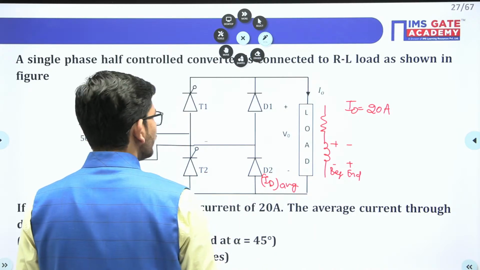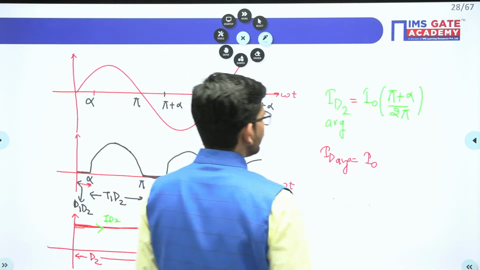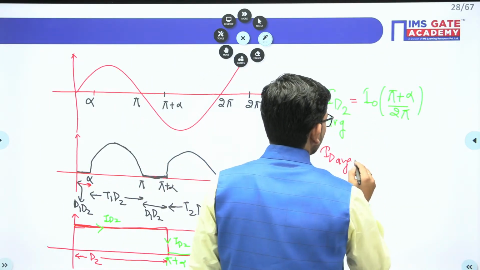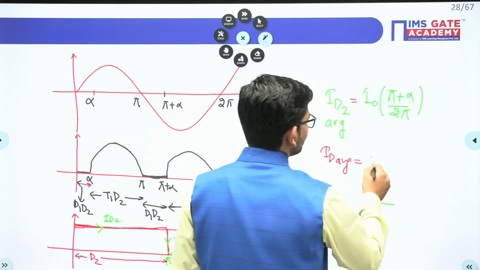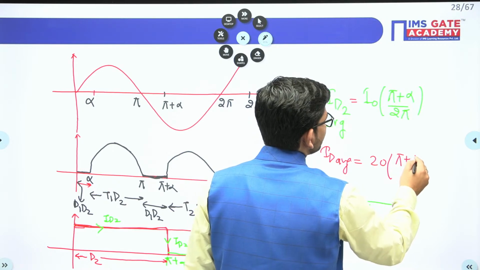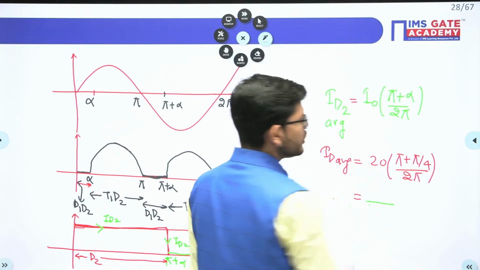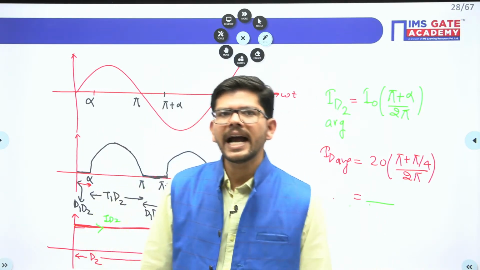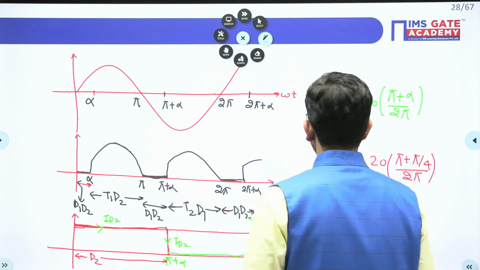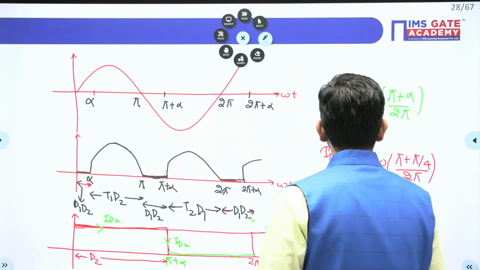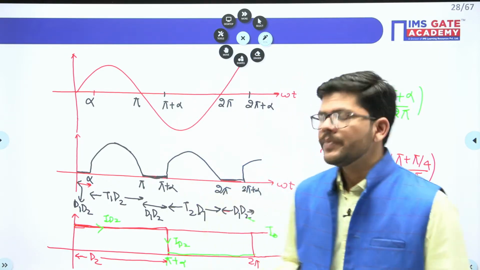So what has been given to us? I naught is 20 ampere and we have the firing angle of 45 degrees. So ID2 average will be, I naught is 20, so 20 times (pi plus pi by 4) divided by 2 pi. Once you solve it, you will get the average diode current, and this will be 12.5 ampere.